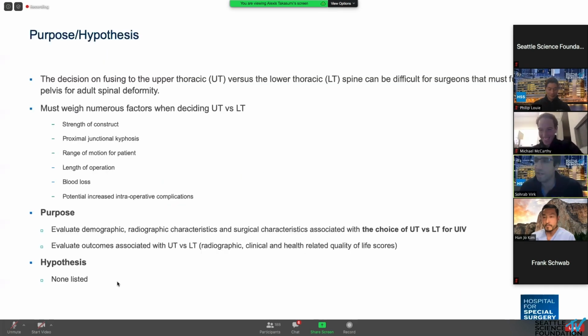There are a variety of reasons why surgeons would choose the upper thoracic versus the lower thoracic spine: the strength of the construct, trying to avoid proximal junctional kyphosis, maintaining range of motion for patients, as well as reducing the time of operation, blood loss, and any potential intraoperative complications. The purpose of this retrospective study was to find out what demographic, radiographic, and surgical characteristics influence the choice of upper thoracic or lower thoracic for the UIV, and also to evaluate the outcomes associated with either of these choices.